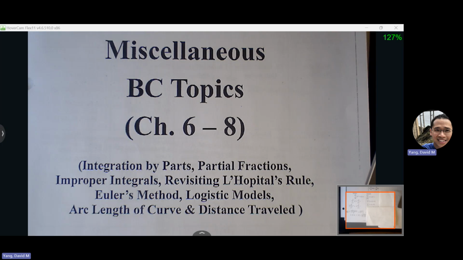A lot of these topics are not connected to each other. They're just topics that we need to know for the BC exam. So there's not a really strong link between any of these topics except for the fact that we need to know them.